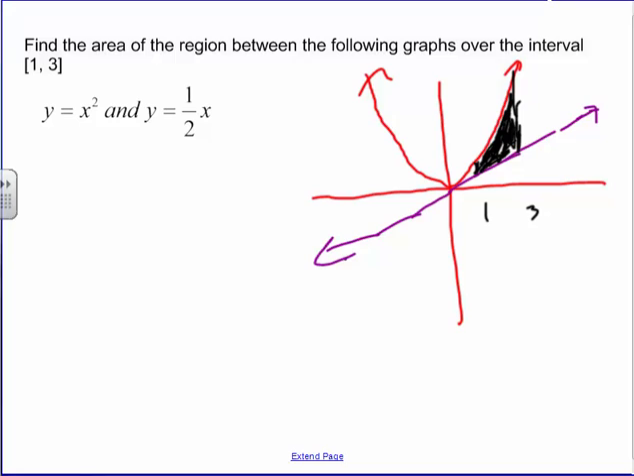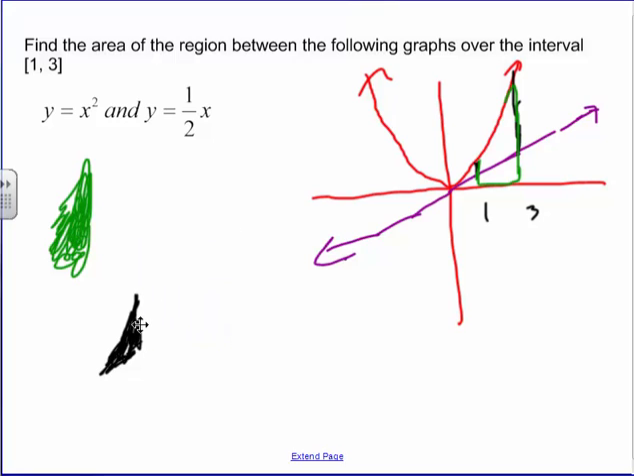If I want to find that area right there, the way I find that area is by finding the entire area down to the axes of the larger graph, and I'm going to subtract the area of the smaller graph.